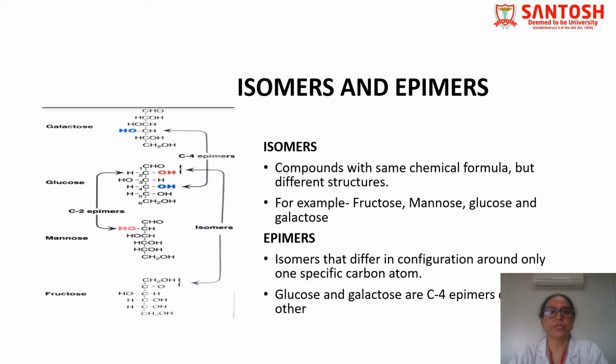Epimers are isomers that differ in configuration only around one specific carbon atom. Then they become epimers. If we take the example of galactose and glucose, you can see in the blue that the OH around carbon number 4 has a different orientation in both the groups. That's why they become C4 epimers of each other, galactose and glucose. Similarly, glucose and mannose, you can see in the red that the orientation of OH around carbon number 2 is totally opposite. So they become C2 epimers of each other.